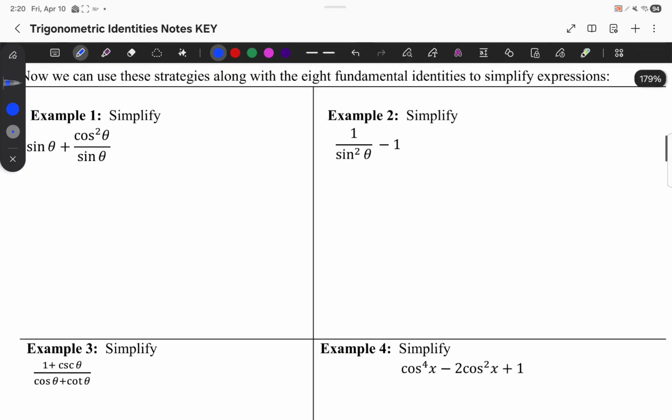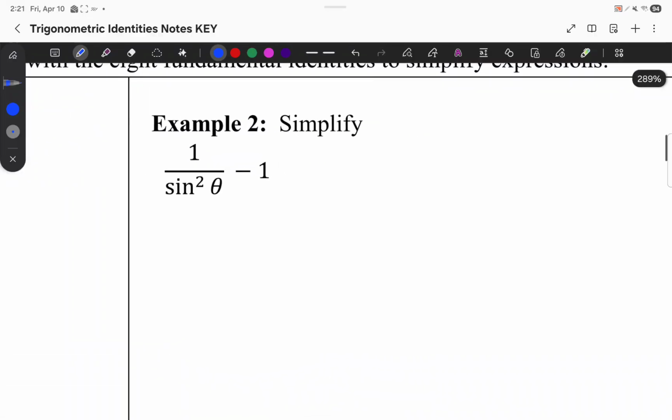Example 2, we have two separate things. We need to do some subtraction. What do you need in order to be able to subtract these two things? Common denominator, because they're fractions. So I would probably go with common denominator. One of my denominators is sine squared theta, so I should make the other one also sine squared theta. So rewriting this, the first term can stay the same, 1 over sine squared theta.